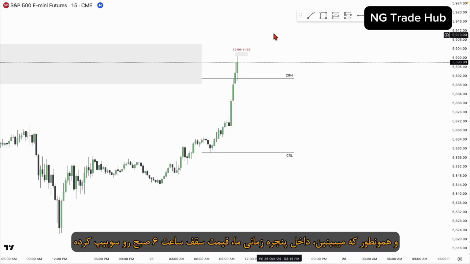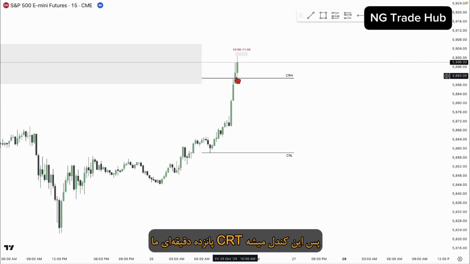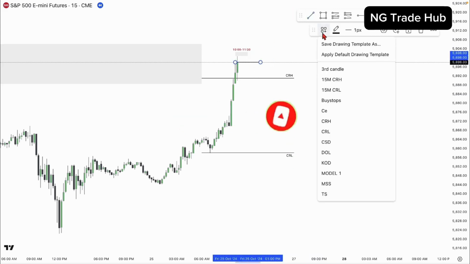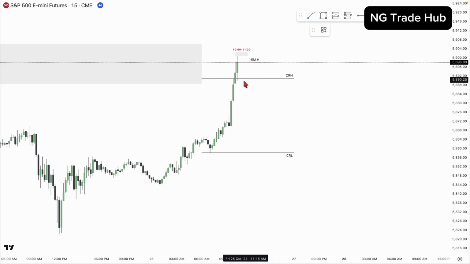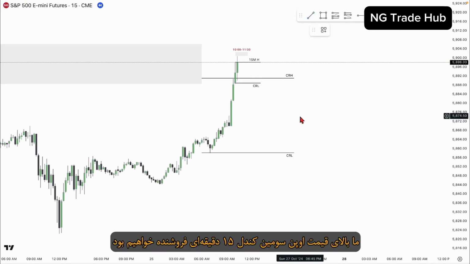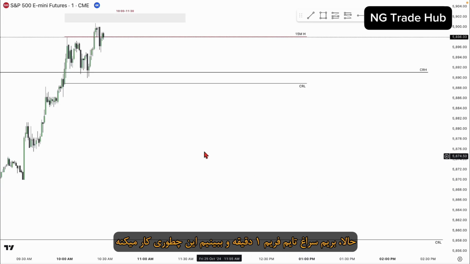And as you can see, within our time window, the price swept the 6 a.m. high, as well as the high of this 15-minute candle was swept by the next candle, closing inside. So this candle will be our 15-minute CRT. We will mark its high and low. We will be sellers above the opening price of the third 15-minute candle. Now, let's switch to the 1-minute time frame and see how this works.